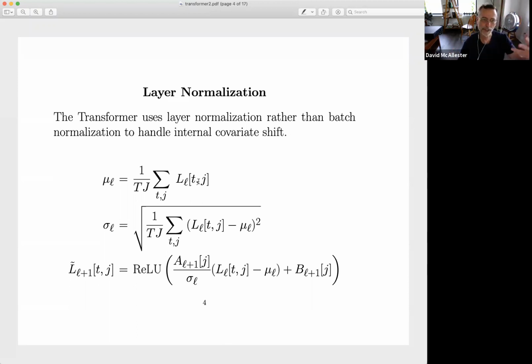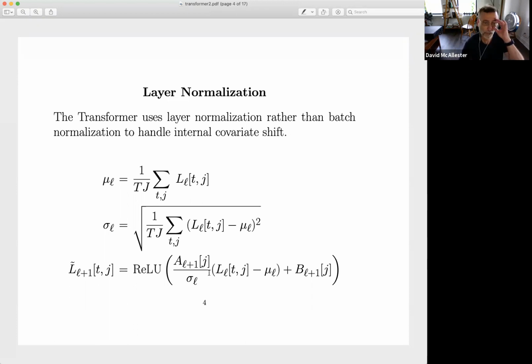The way this works in the transformer architecture is that we have layers of this shape, right? We've got time and neuron. And we're going to take the whole layer across both time and the neurons, and we're going to average over both of those to get an average neuron response, right? So this is an average neuron response across the whole layer and across all neurons in the layer. And we take the variance across all neurons at all positions. And then we do just what we did with batch normalization.